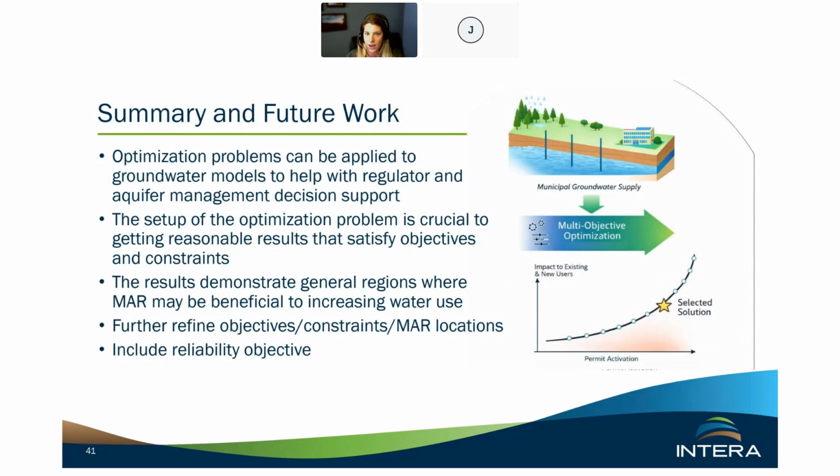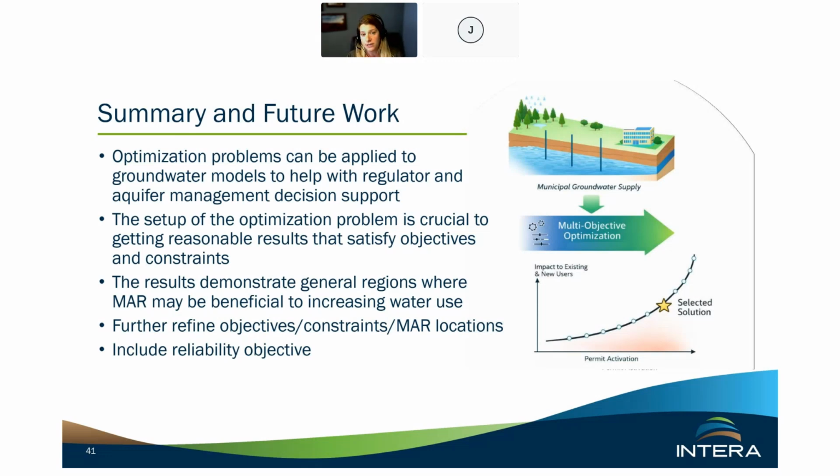So to summarize, optimization problems can be applied to groundwater models to help with regulatory management. Ultimately, this problem is sort of in the beginning stages. It's not meant to necessarily take these results and just run and activate these permits. But the fact that we do see in our non-MAR solution that there are some permits active with no AFR triggering is a good sign. That to us gives some confidence, both in the decision maker and the modeler, that this aquifer can support additional appropriation. So you can start sort of moving forward in that process.